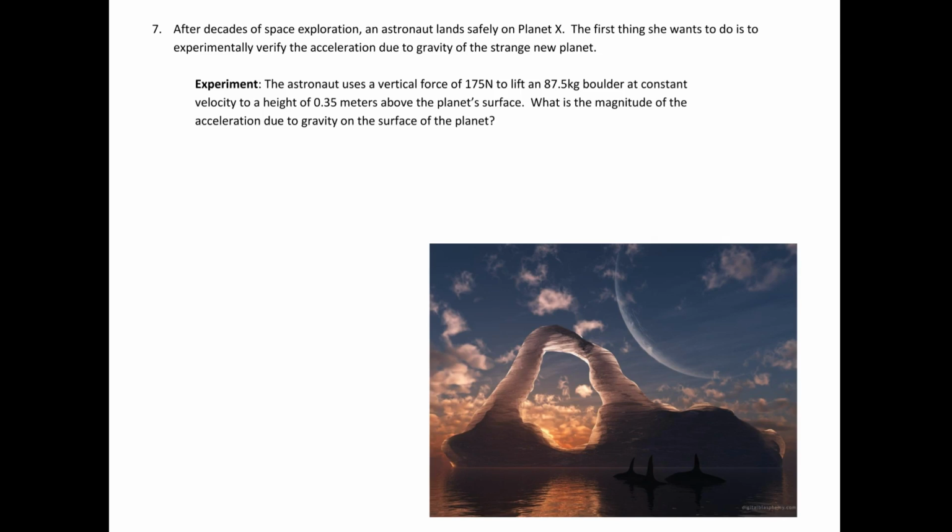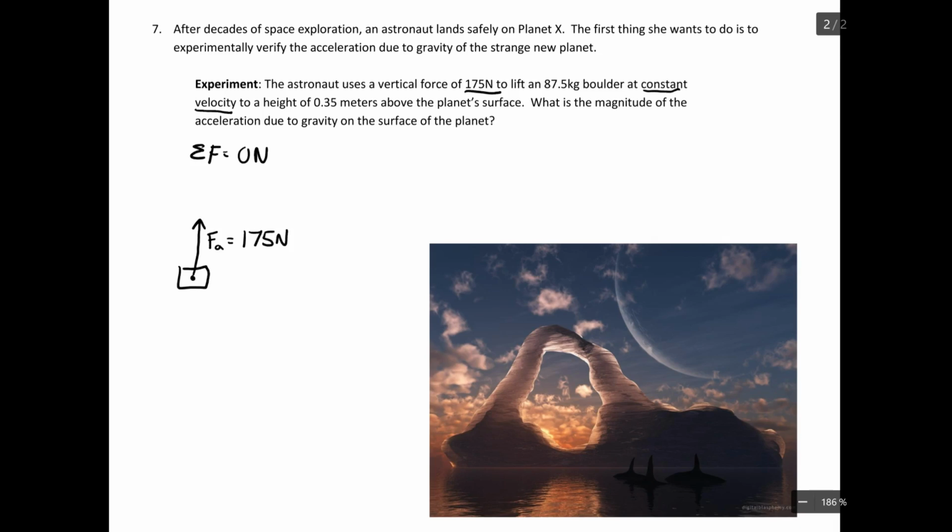It sounds like a pretty complicated problem, but we are looking at a key term here. It's moving, they're lifting the boulder at constant velocity. If it's moving at constant velocity, that means the net force is equal to 0 newtons. She's using a vertical force of 175 newtons to lift the boulder. So let's draw a free body diagram. Here's the boulder. She is exerting a force. I'm going to call that FA for applied force. And it's 175 newtons upward.